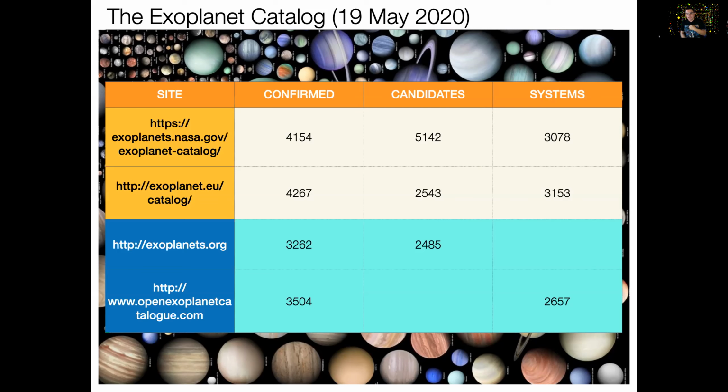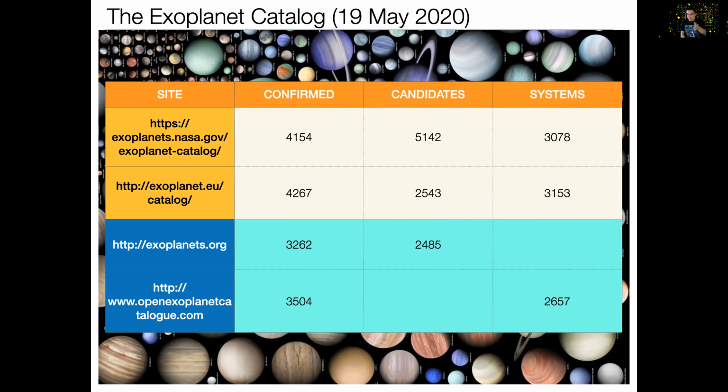Candidates are systems where we've seen maybe only one transit, or we've seen something that looks like a transit. It's still kind of fuzzy in the data, or we need to do follow-up observations. There's all kinds of candidates. And the number of confirmed planets is going up largely by changing candidate planets into definitive, yes, we're sure this is a planet, and moving it to the other column.